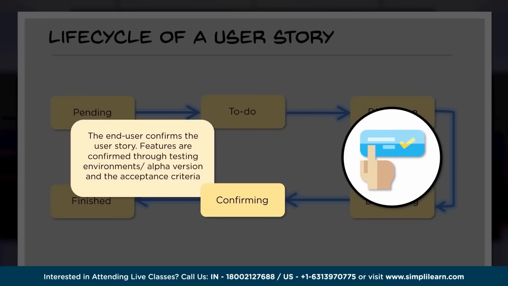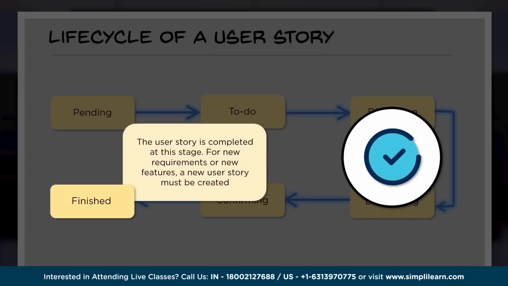So we write a user story, fine, but if users are not agreeing to it, that is not a good scenario to be in. The user should accept and confirm, then finished. So the user story is completed at this stage. For new requirements or new features, a new user story must be created. Any new features or new functionality I am required to add to this particular product, then I would write another user story and the same life cycle starts and continues.